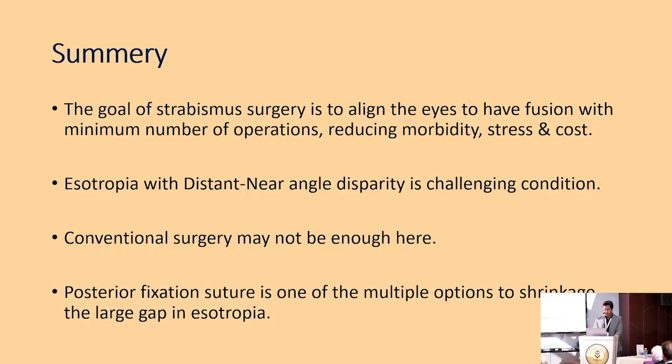In summary, the goal of strabismus surgery in general is to align the eyes at both distances with the minimum number of operations and reducing the morbidity, stress, and cost to the family. So the esotropia or the distant-near disparity is a challenging condition. The conventional surgery is not going to work here. Many times the parent and the patient become disappointed when the conventional surgery is done for them, and they become so scared to decide on a second surgery to correct the residual or remaining unwanted alignment.